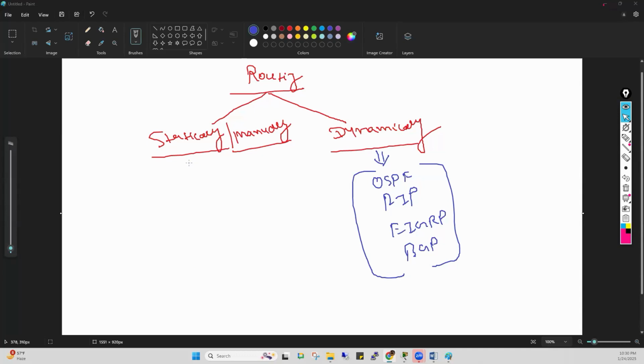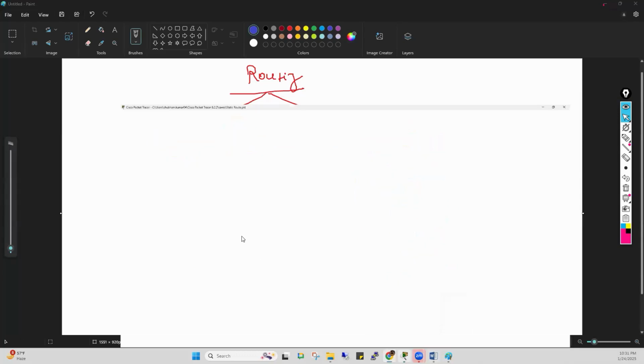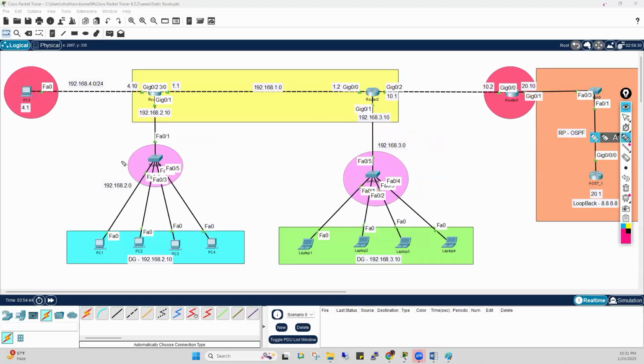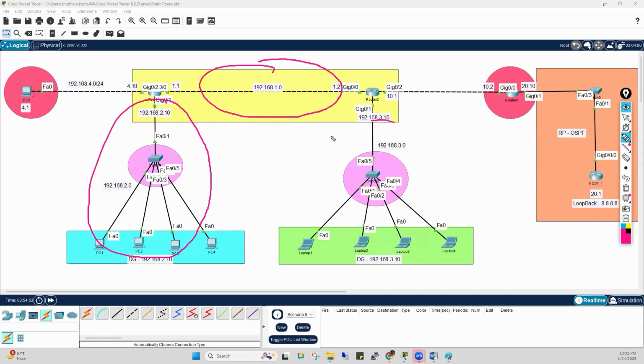Clear? But how? There are multiple ways by which you can configure the routes on the router manually. For example, come to this router. Here we are using 192.168.2.0. Here we are using 192.168.1.0, and here I am using 192.168.3.0. Now come to this router. This router knows only two networks, this network and this network, because both networks are directly connected here.